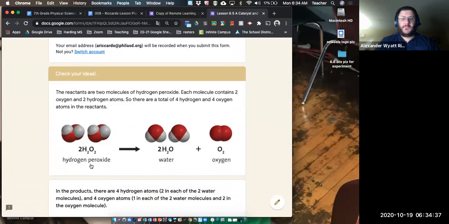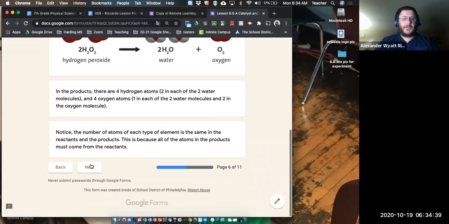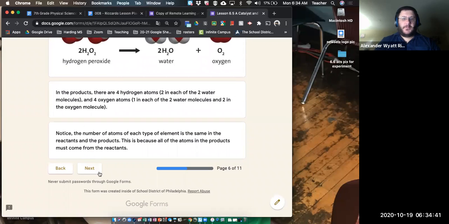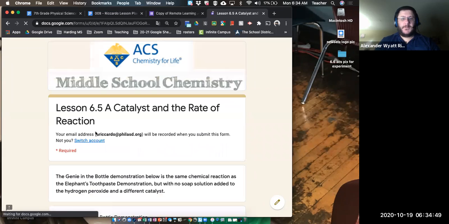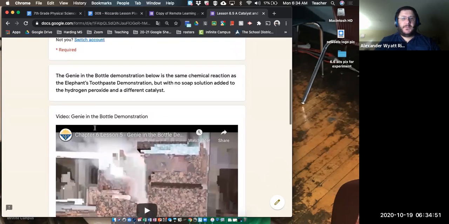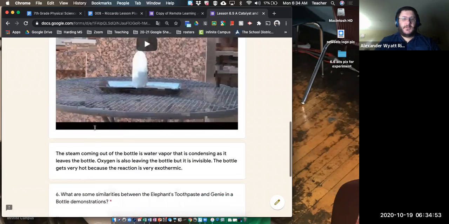The reactants have 2 and 2 and 2 and 2, and in the products there is 2 and 2. Everything is balanced out. And notice the amount of each element is the same in the products and the reactants. All right. Good. Genie in the bottle demonstration.